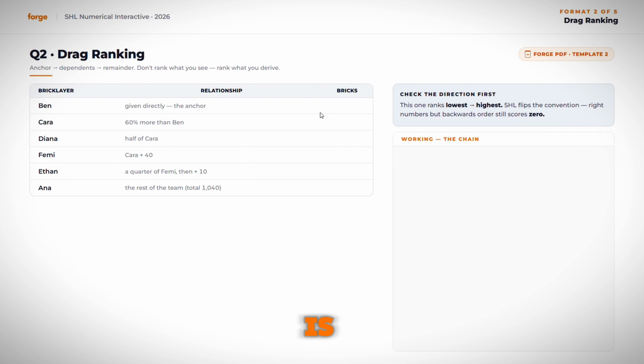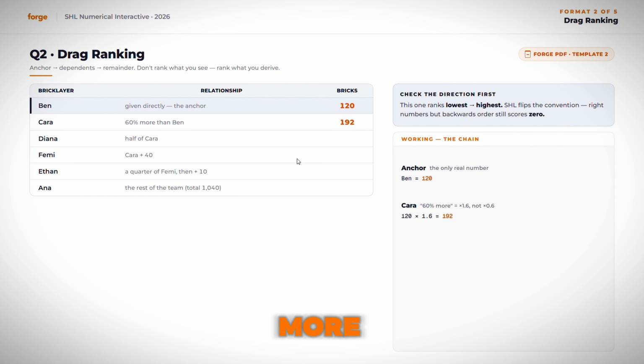So step 1 is the anchor, the one real number. Ben laid 120. Now Kara, 60% more than Ben. Now that does not mean 60% off Ben, that would make her smaller. It's the original 100% plus 60, so it's multiplied by 1.6. 120 times 1.6 is 192.